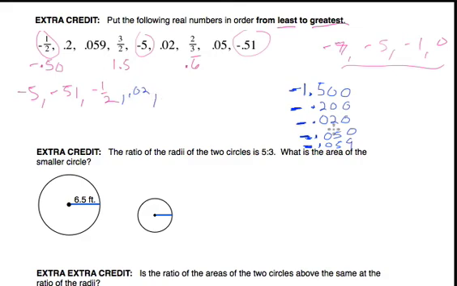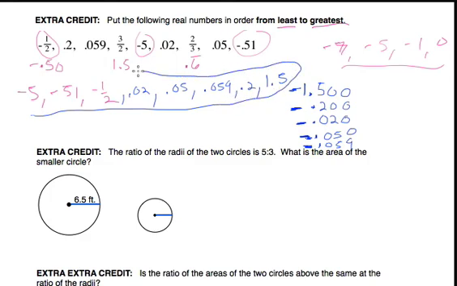So our next number after this is 0.02. The next number after that is going to be 0.05. Then slightly more than that is 0.059. And then more than that is 0.2. And then more than that is 1.5. And so this is all of those numbers in order, from least to greatest.